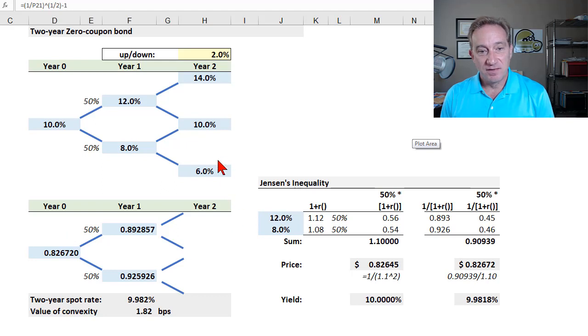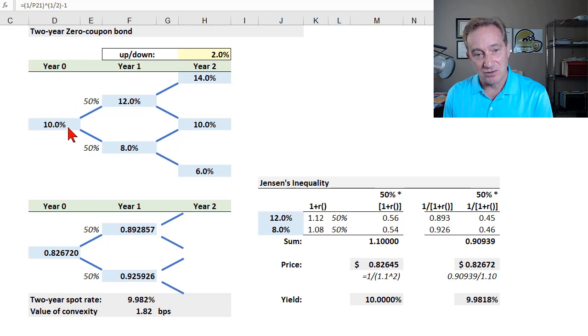And now this is really the core exhibit, again using Tuckman's numbers, that illustrates this convexity and ultimately the value of the convexity. You can see here what we're showing is that the 2-year spot rate is less than 10%. The difference, with this 2-year spot rate of 9.982%, is only a little bit less, 1.82 basis points, and that's the value of the convexity. Put another way, it's the slightly higher price you're going to pay for this bond due to the convexity. Right, so here is that binomial interest rate tree.